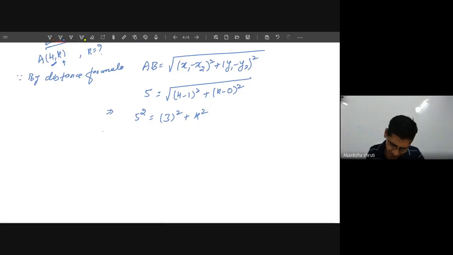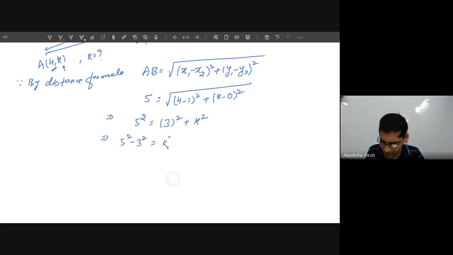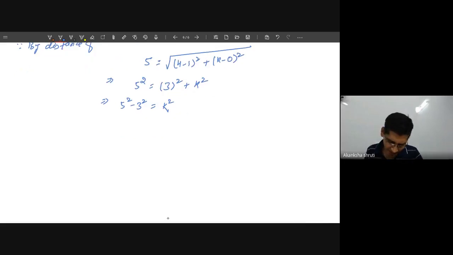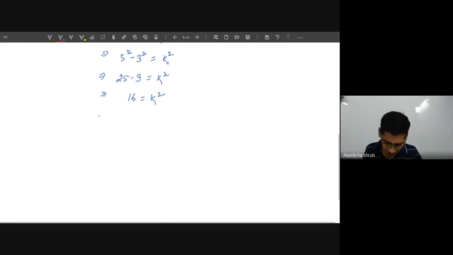Okay student, so it becomes 5 squared minus 3 squared equals k squared. Now it becomes 25 minus 9, sorry, 25 minus 9 is 16. So 16 equals k squared. Student, now the interesting thing here is that k squared equals 16. What will be the value of k?